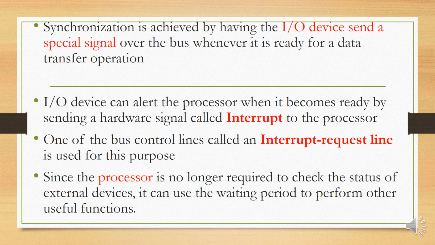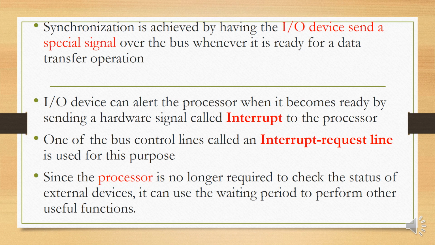So we know that in the bus we have three lines. One is the address line, the data line, and the third one is the control line. So one of the bus control lines is called the interrupt request line. This interrupt request line is used for this particular communication, that is, this particular signal, the interrupt.